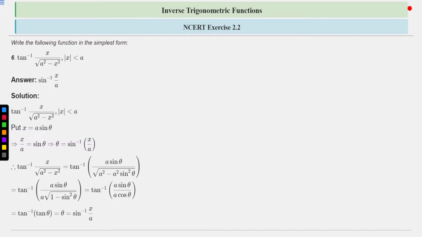Therefore, we will get tan inverse tan theta, since sin theta upon cos theta becomes tan theta. Tan inverse tan theta will be equal to theta. And what was theta? We have taken x is equal to a sin theta, right? So theta will be sin inverse x by a from here. Clear? Therefore, our correct answer will be sin inverse x by a, right? If you have any doubt, you can ask.